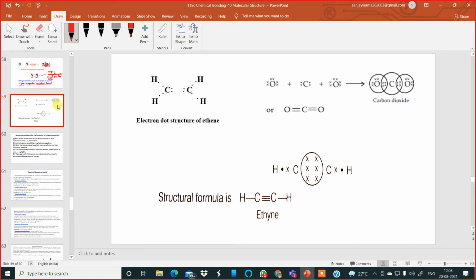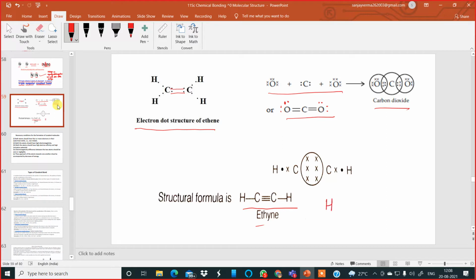Here we have the electron dot structure of ethene, C2H4. There is a double bond. Here we have the electron dot structure for carbon dioxide. So when carbon dioxide is formed, the oxygens carry two lone pairs each, like this. Okay. So here is ethyne, the electron dot structure of ethyne.